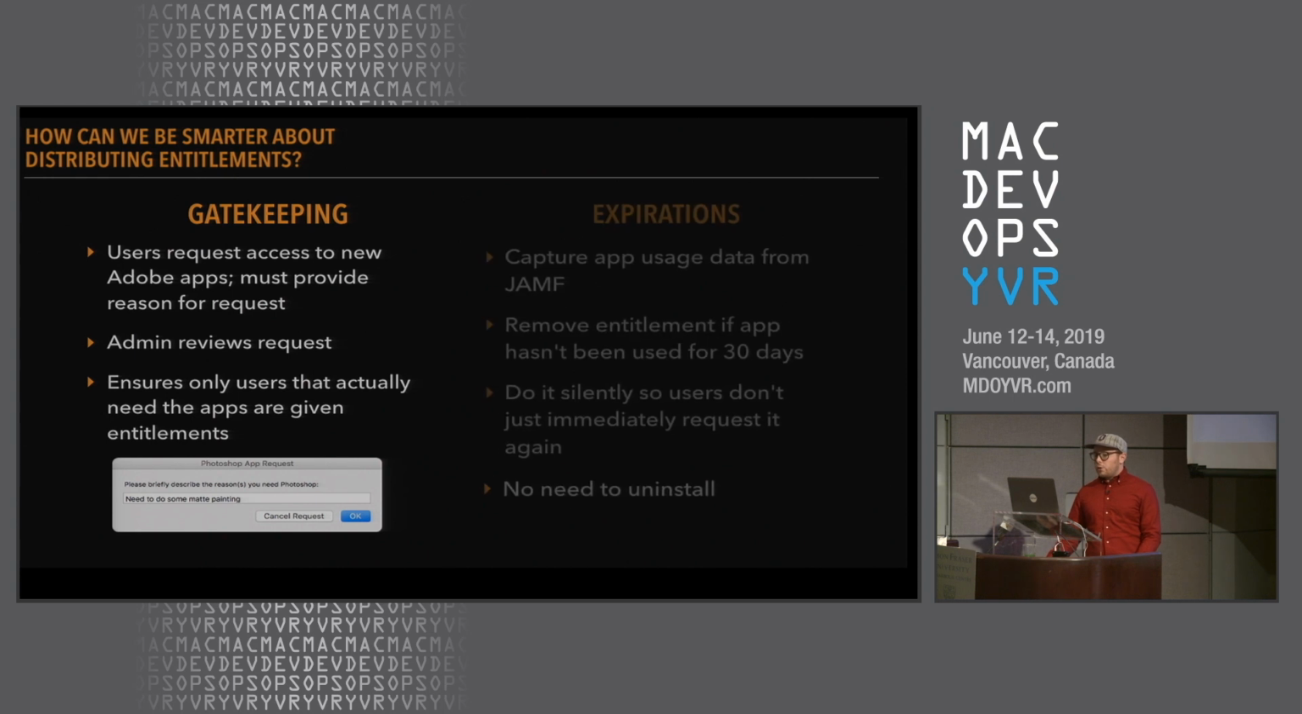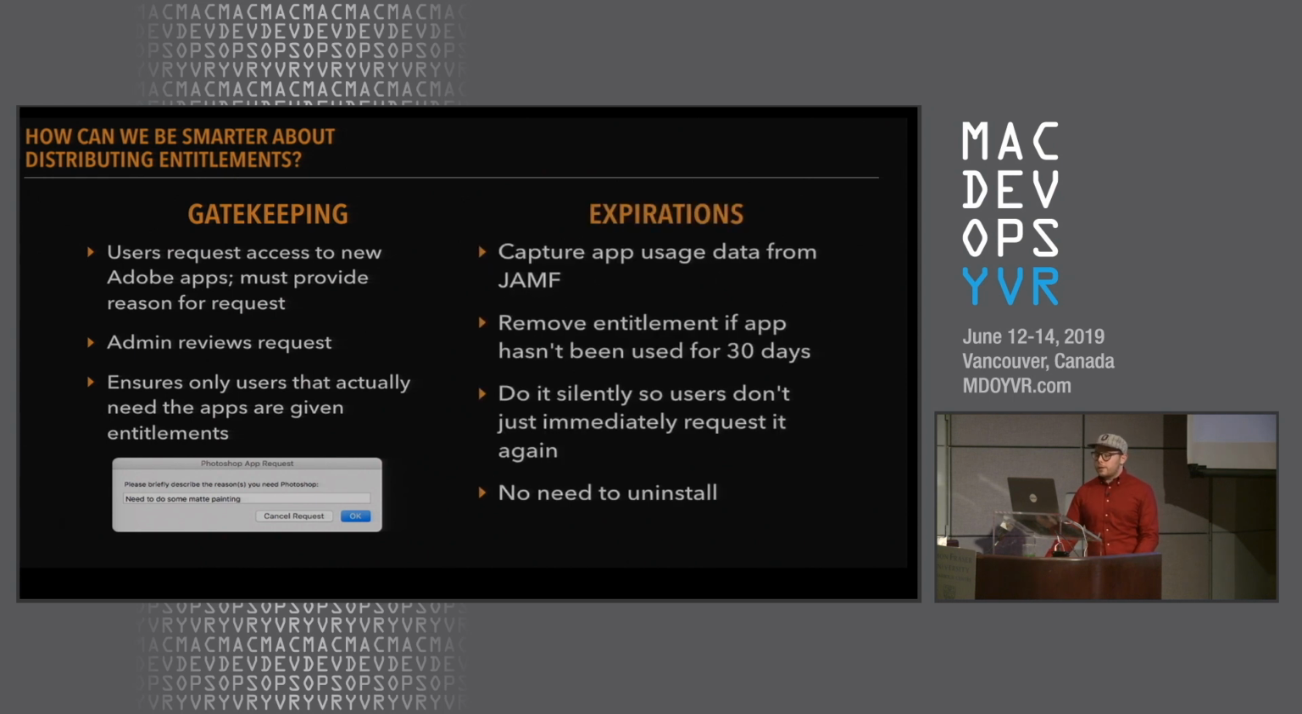And we also do automated expirations. We are constantly capturing application usage data from Jamf, but if you don't use Jamf, there's a bunch of other ways that you can do this as well. And if somebody hasn't used a particular Adobe app for 30 days, we automatically remove their entire entitlement.